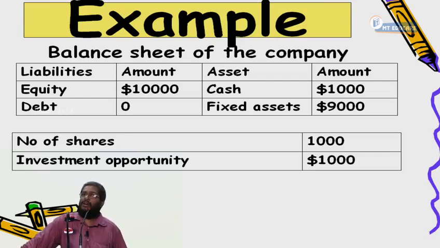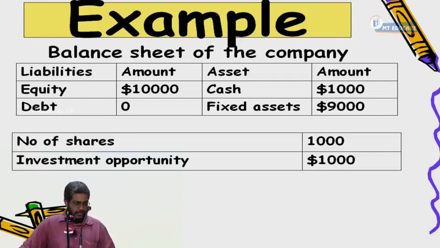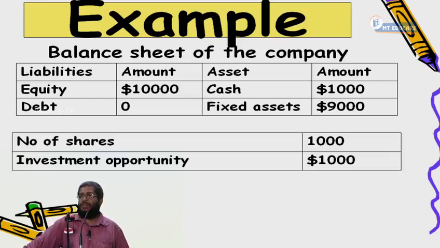When we invest $1,000 cash in a new project, can you tell me the accounting entry? Fixed assets $1,000 to cash $1,000. The accounting entry is fixed assets $1,000 to cash $1,000.